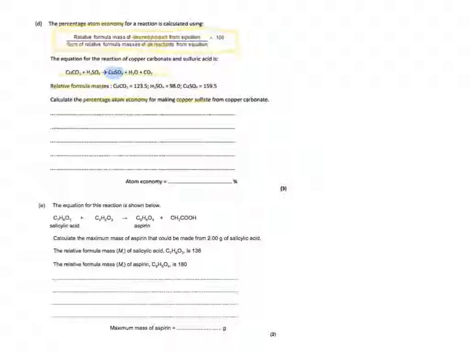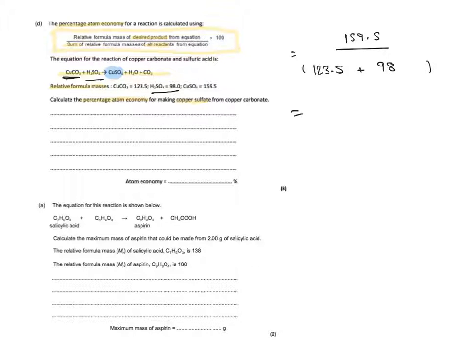So let's just put the numbers into the equation now. My desired product in the relative formula mass of copper sulfate is 159.5 divided by the sum of all of them. So I've got in my reactants, I've got copper carbonate, which has a mass of this, and I've got sulfuric acid, which has a mass of this. So if I do those, times it by 100, do all of this, I should get my answer of 72%.